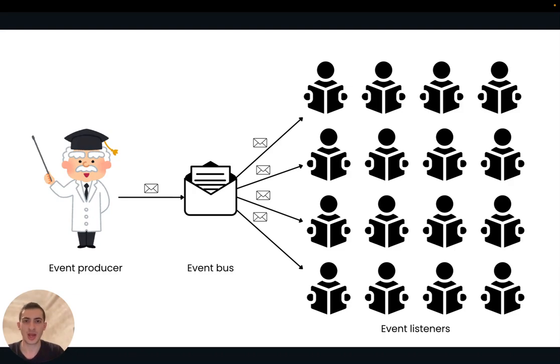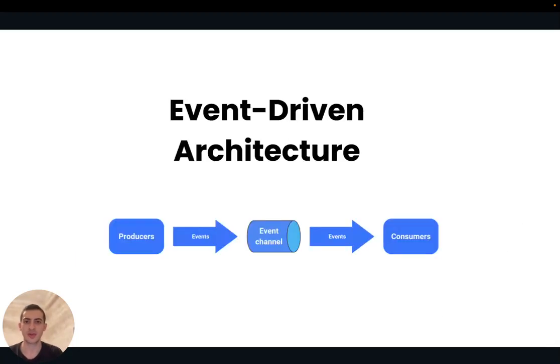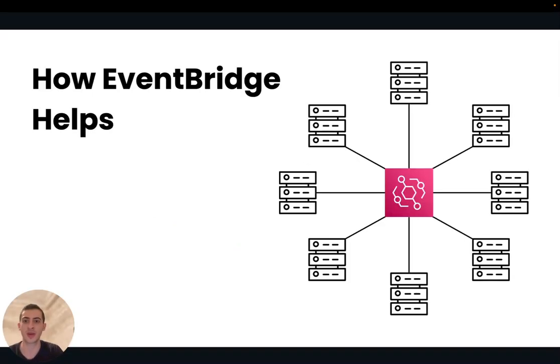In this analogy, we can think of the teacher as our event producer, the students as our event consumers, and the subscription system as our event channel. That's basically how event-driven architectures work. In this type of architecture, we have producers who produce some sorts of events, consumers who do something based on this event, and an event channel that transports this event from the producers to consumers.